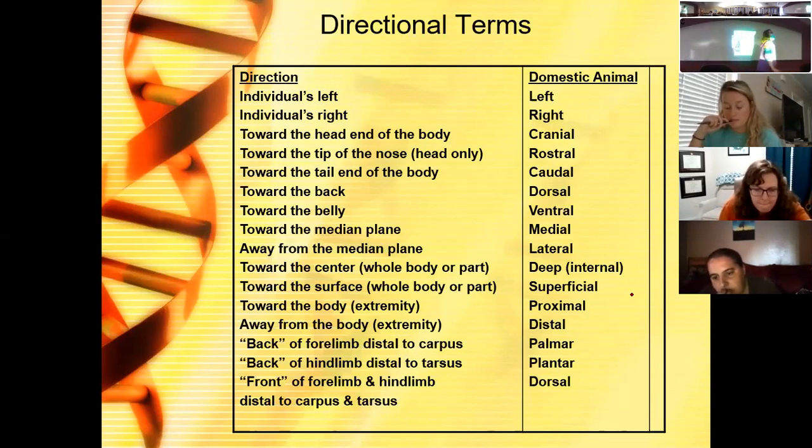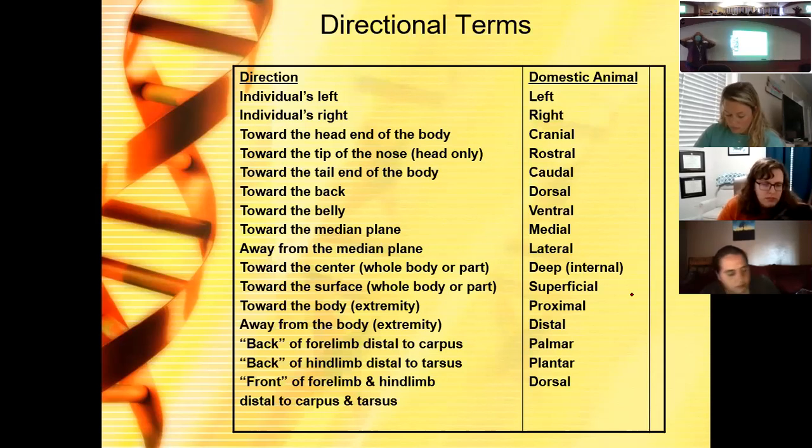Cranial means towards the head. My shoulders are cranial to the location of my belly button. If you wanted to describe where your shoulders are in relation to your hips, your shoulders are cranial to your hips.